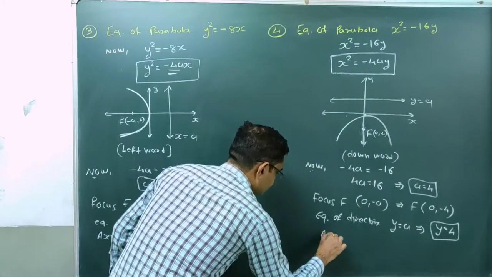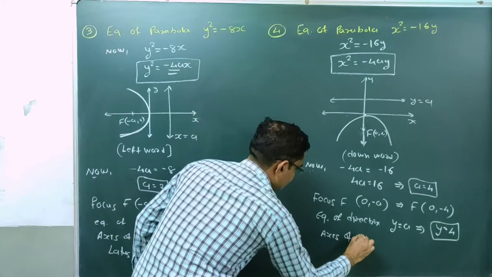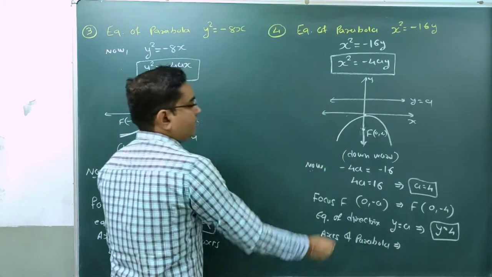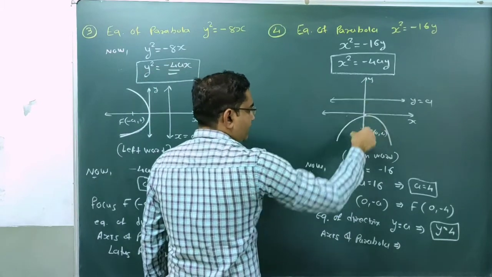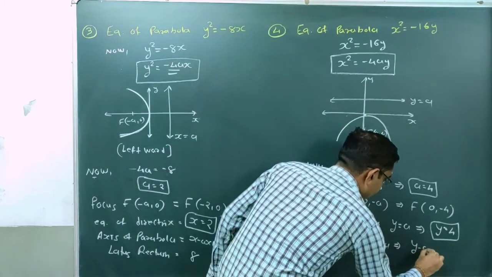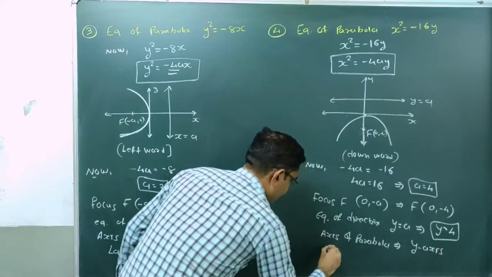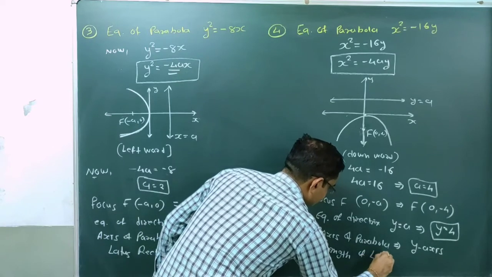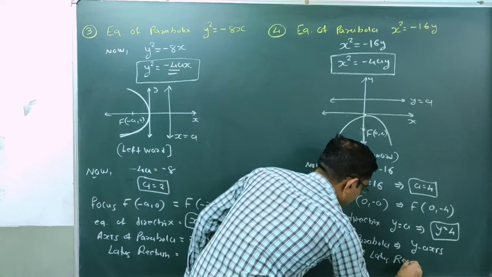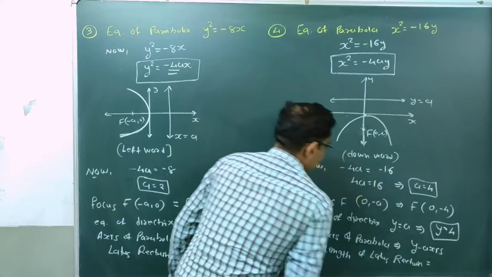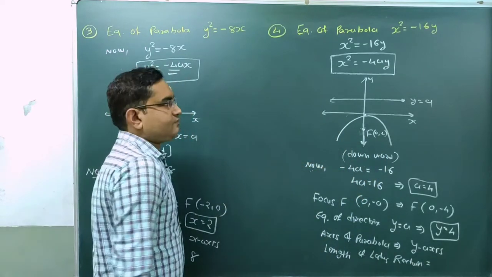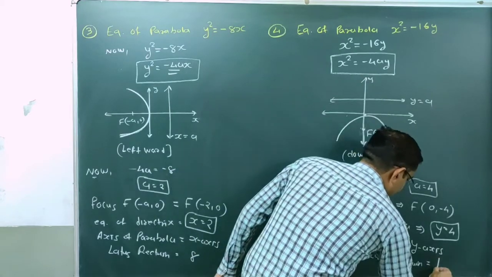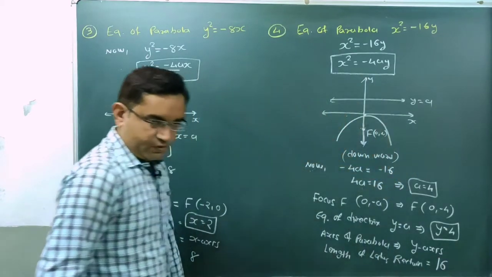Axis of parabola. Here, this parabola is symmetrical about the y-axis. Hence, axis of parabola is y-axis. And length of latus rectum is equal to 4a. Here we derived 4a equal to 16. Hence length of latus rectum is 16.